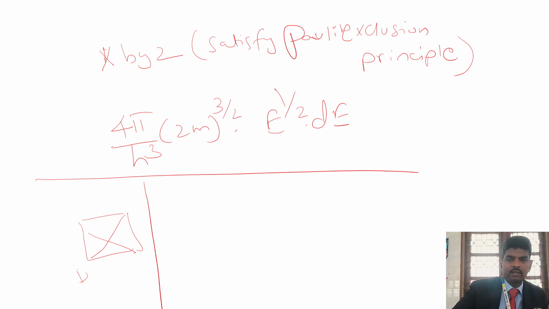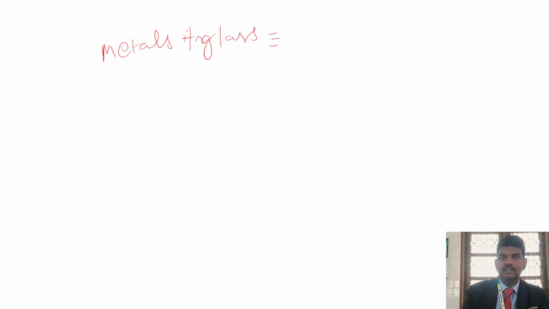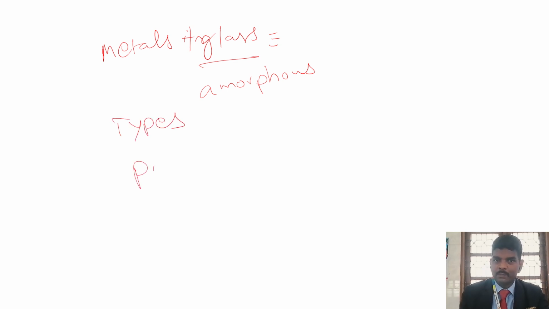And theory has advantages as well as disadvantages. The advantage is, if you understand the concept, you can definitely answer it. For example, metallic glasses. If you know what metallic glasses are: metals plus glass, the glass structure, where glass means amorphous structure, which is equal to metallic glass. And we should know the types, the properties, and the applications. So these are the concepts.